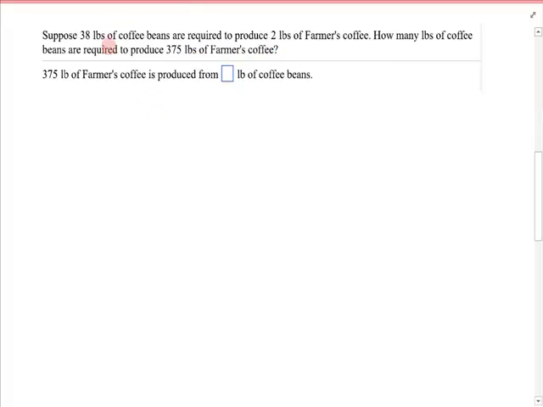So let's see, what's our first comparison? We have 38 pounds, they're all pounds. This is beans, gives us 2 pounds of coffee. All I have to have is a label that differentiates those. It was 38 pounds of coffee beans, gives me 2 pounds of coffee.